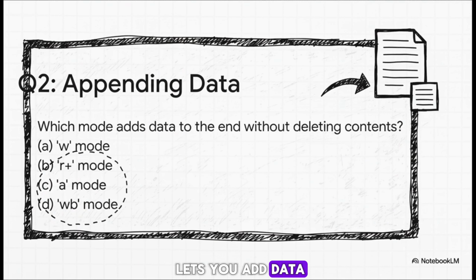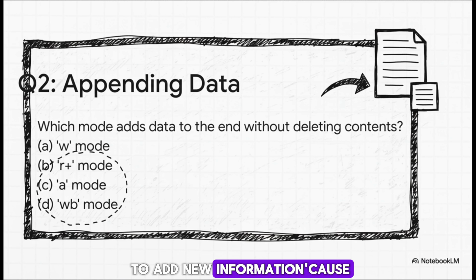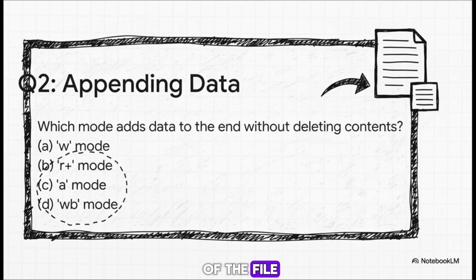Okay, next up. Which mode lets you add data to the end without accidentally erasing what's already there? The correct answer is C, A for append. Just think of it like this, A for add-on. It's the safest way to add new information, as it automatically jumps to the end of the file for you.